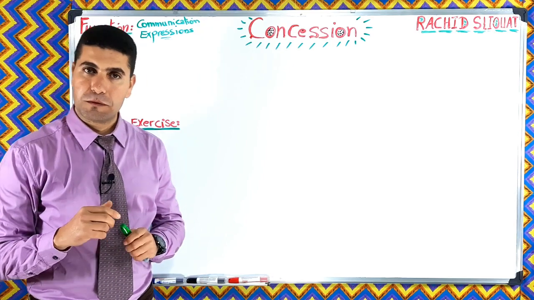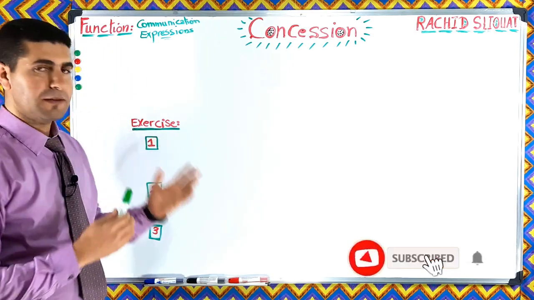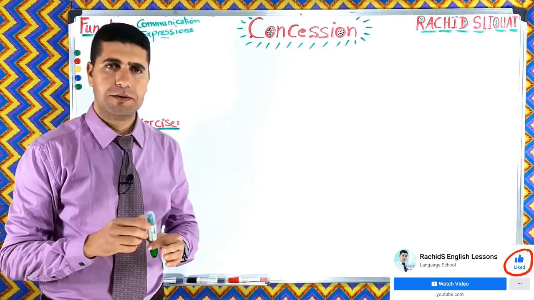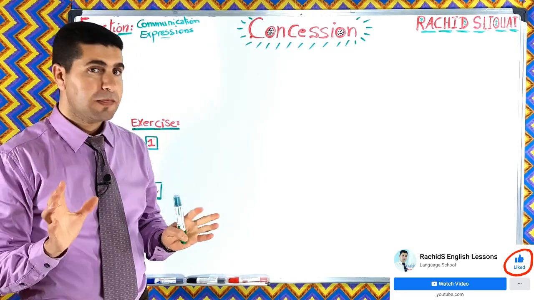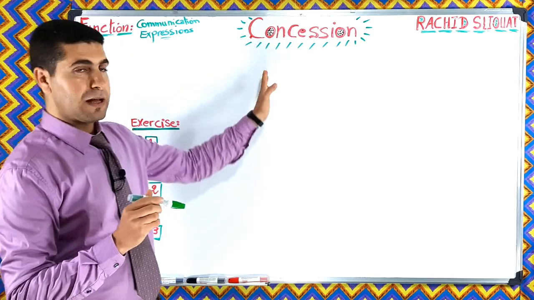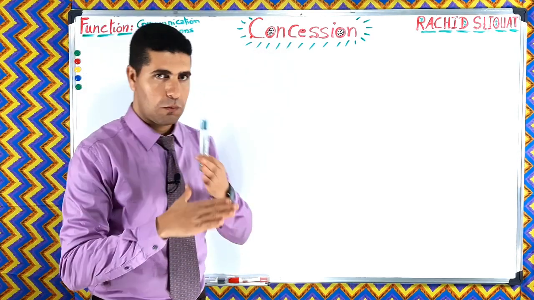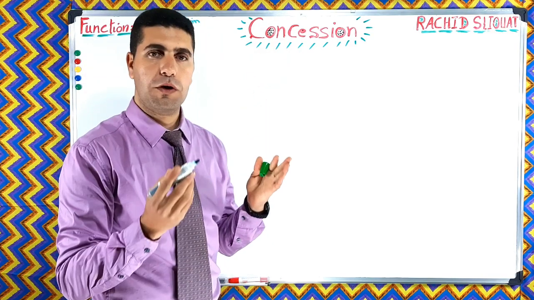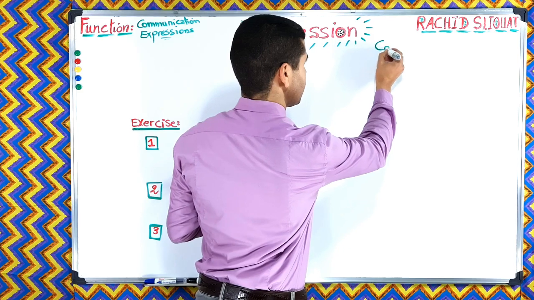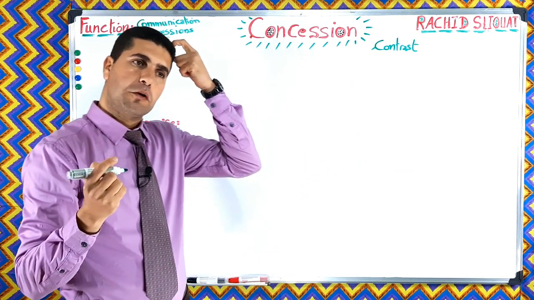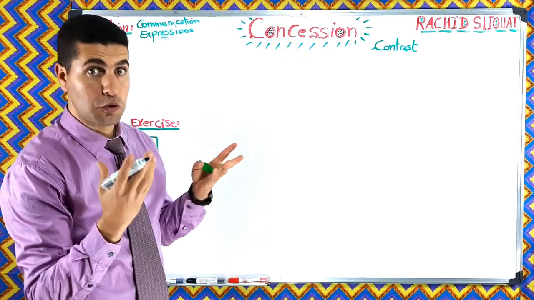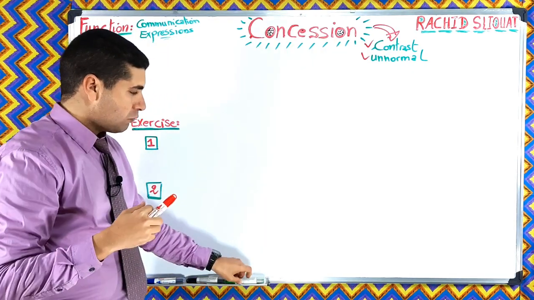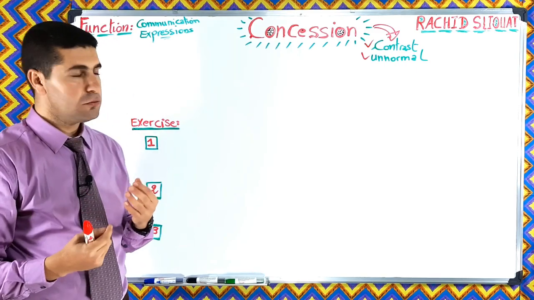In this episode, we are going to start a new function lesson, which is expressing concession. First of all, the first thing that you have to know is that when we say concession, we mean contrast. So remember, we say concession or contrast, or we can also say something which is not normal.